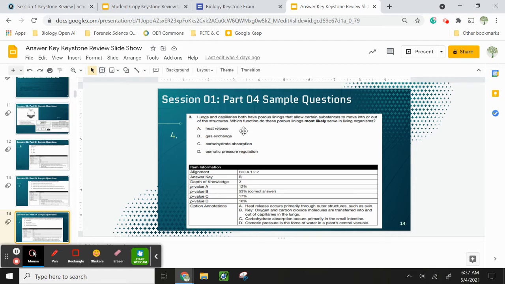All right, so heat release. Not really what our lungs do. Gas exchange feels right. Carbohydrate absorption, not really what our lungs do. And osmotic pressure regulation. Remember osmosis. Whenever you see osmosis, think about water. Our lungs don't do much for water pressure. That would be bad, right? Water in your lungs is not a good thing. So without knowing much, you can use your context clues and come to the conclusion that B was the most correct answer. Sadly, only 53% of other students got that correct.